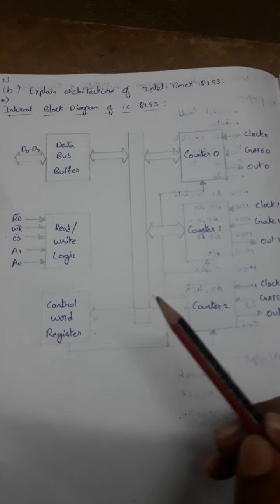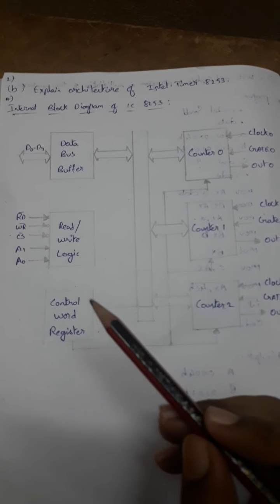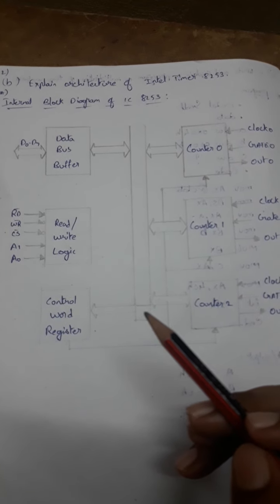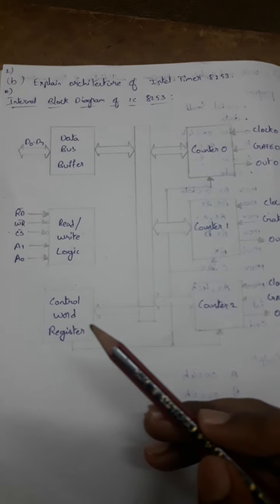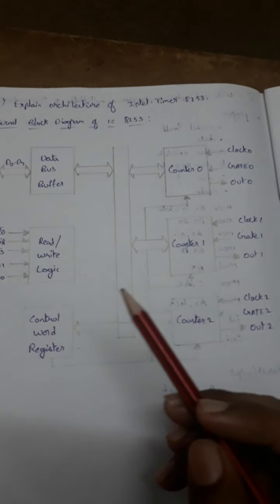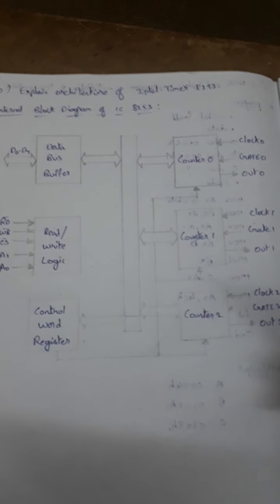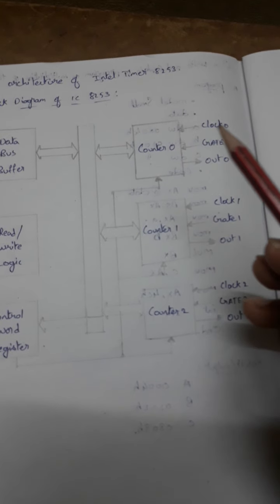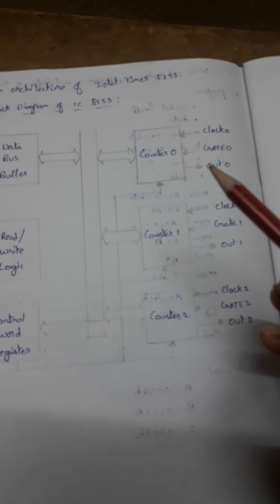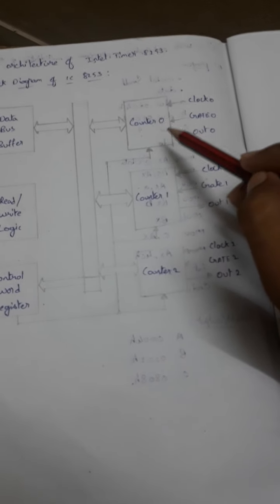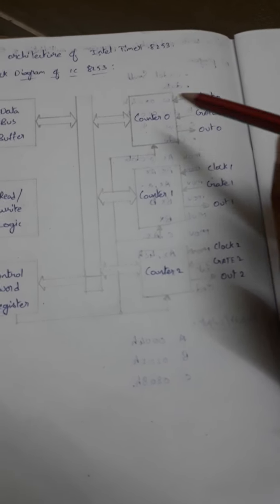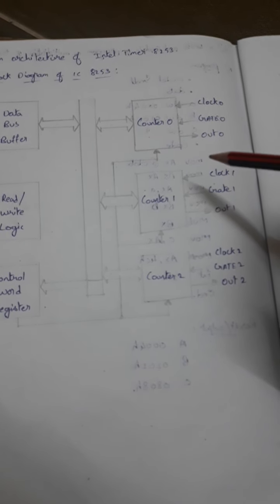And the modes are specified by the control word register, where A1 and A0 are logically 1 in the signal. The control word register takes the values, and as per the control word register it defines the modes. The counters, there are 3 counters. Each counter is of 16-bit, and these are also called control channels.